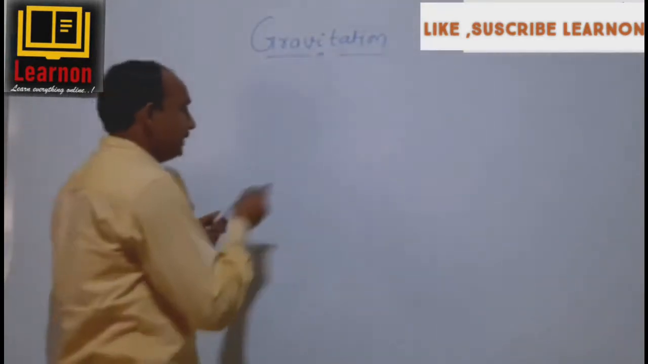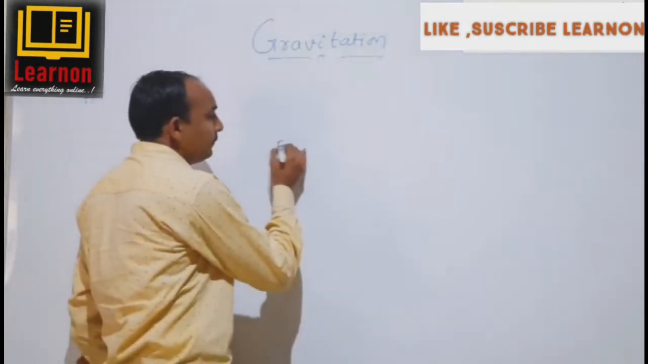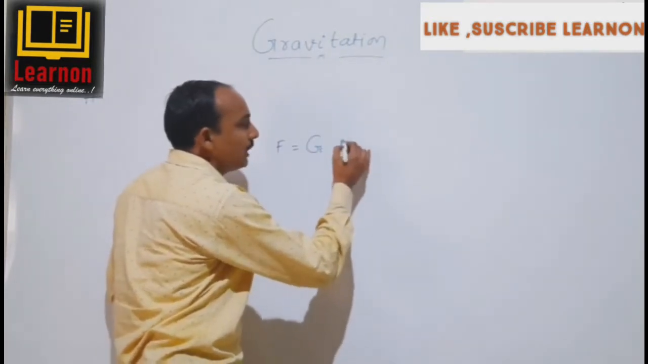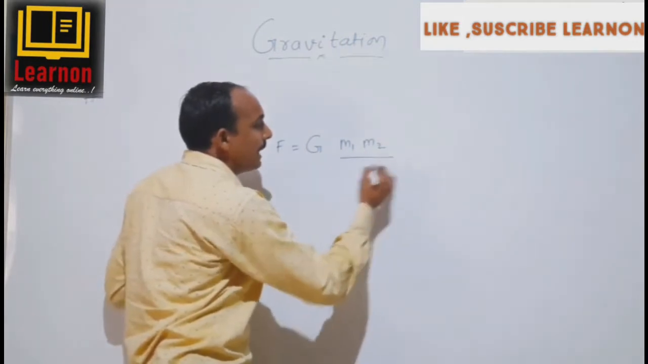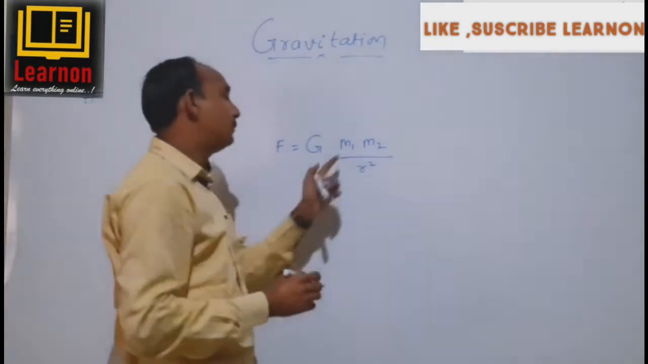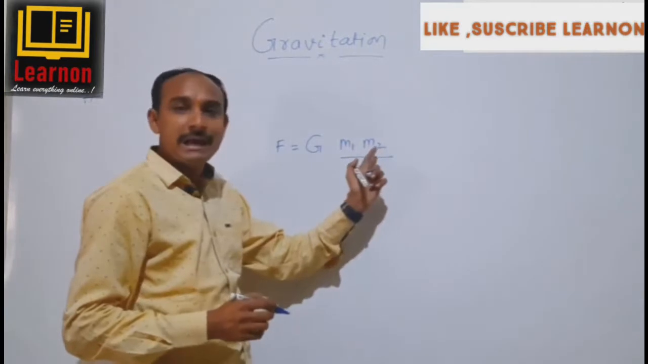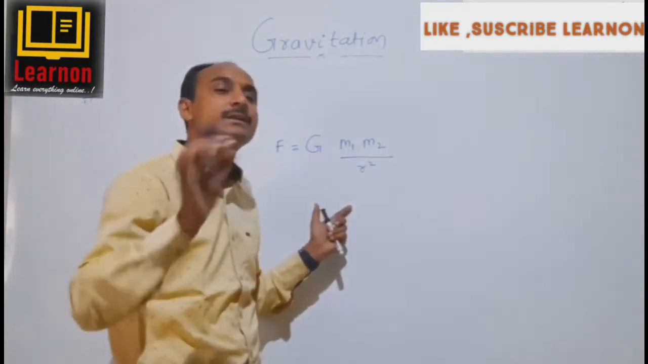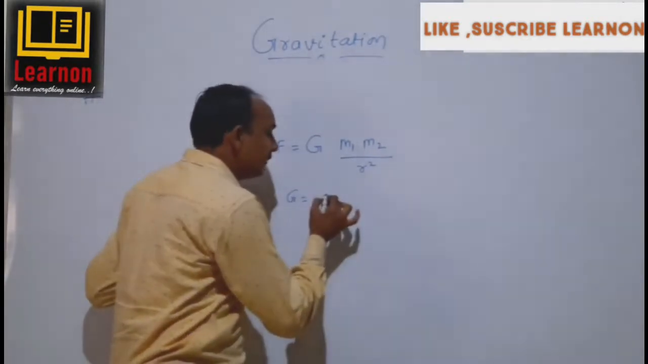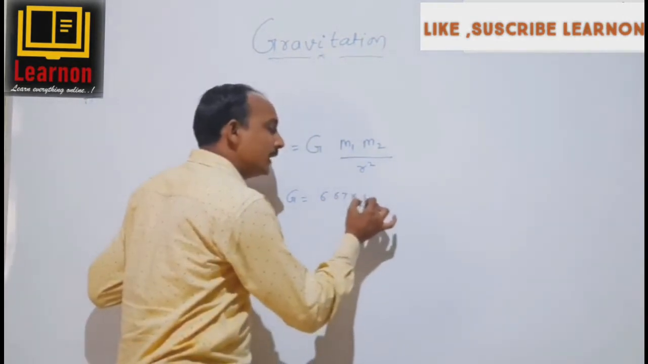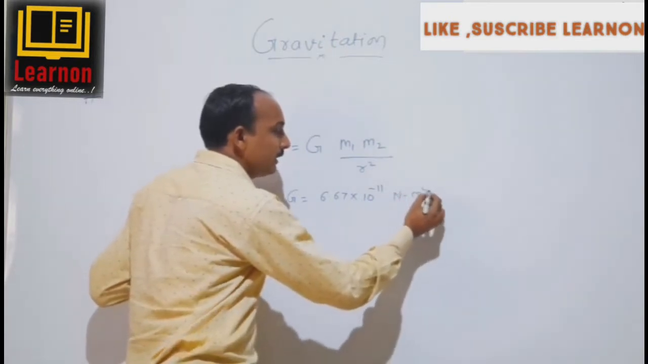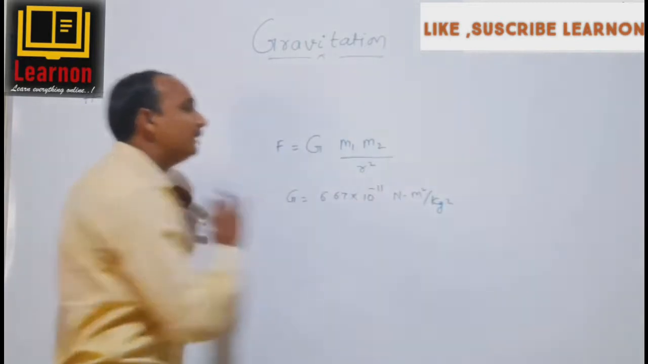Yesterday we have learned that by Newton's gravitation law, F is equal to G m1 m2 upon r square. That is, the force exerted on any body is directly proportional to the product of their masses and inversely proportional to the square of the distance between them, where G is the universal gravitational constant. What is the value of G? The value of G is 6.67 into 10 raised to power minus 11. What is the SI unit? Its SI unit is Newton meter square per kg square. Okay, yesterday we have learned all these things.